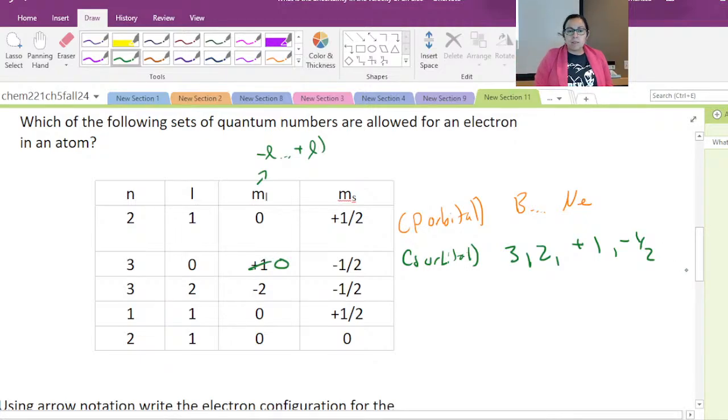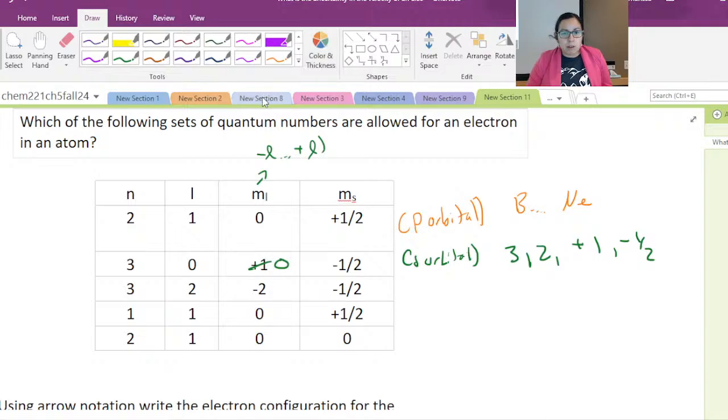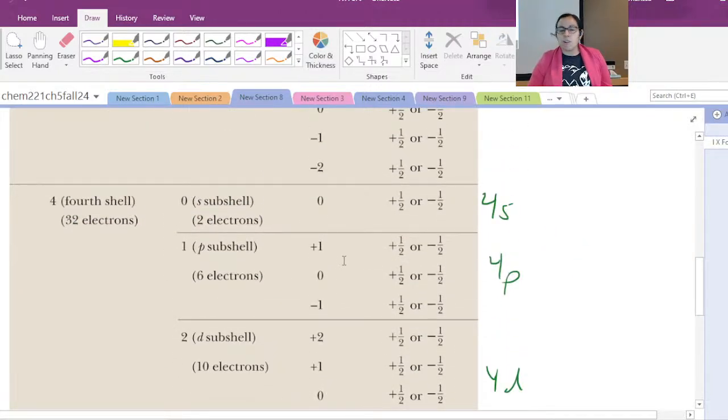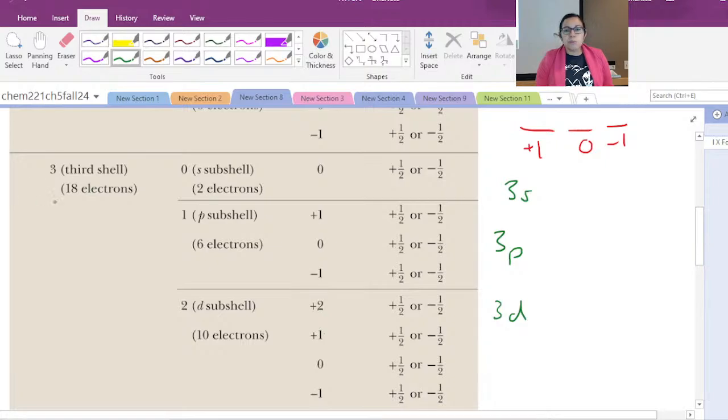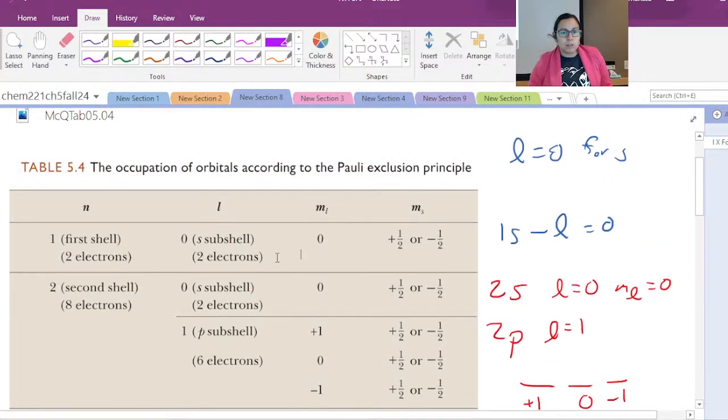If N is 3, does L have to be 2, or can it be anything? It can be 0, 1, 2. It's just saying what's allowed. Going back, I think this is a good chart. N is 3, but our options for L could be 2, 1, or 0. Those are all valid, because we have a 3s if it's 0, 3p if it's 1, or 3d if it's 2. Does L have to stay smaller than N? Yes, L is always smaller than N. Mathematically, L goes up to N minus 1.